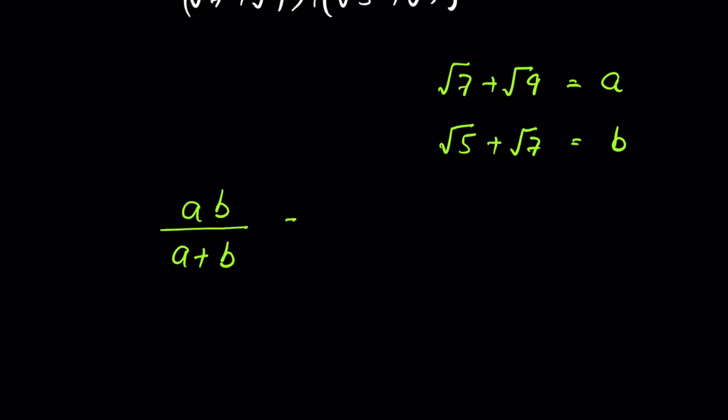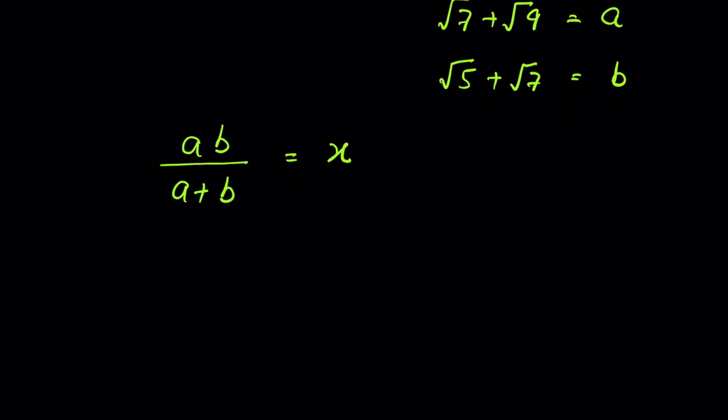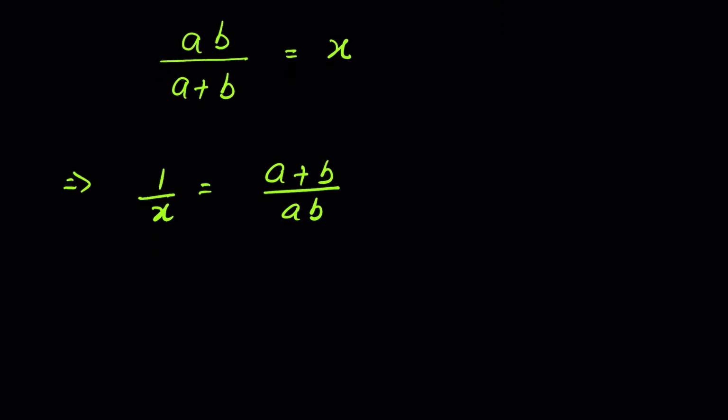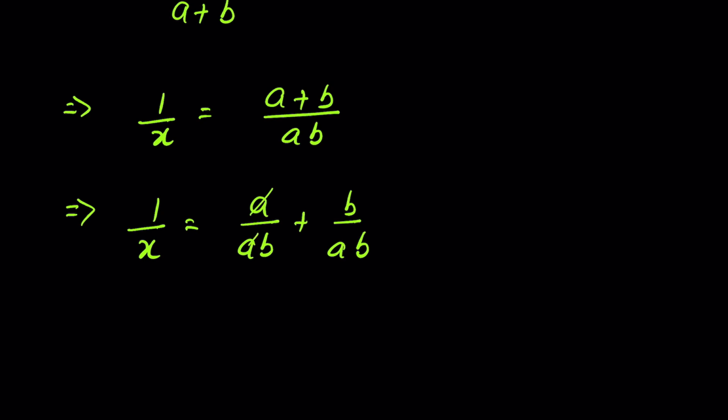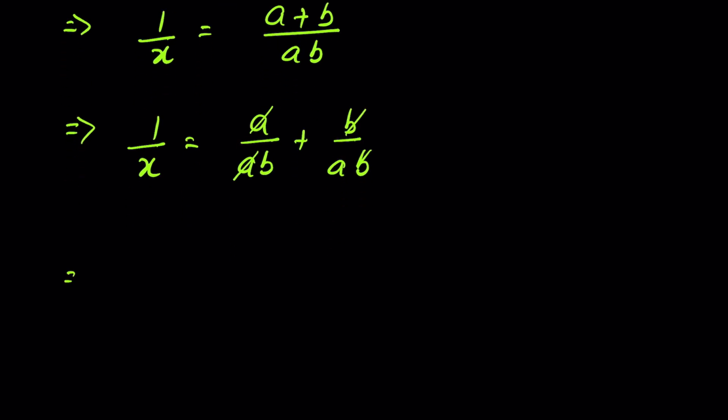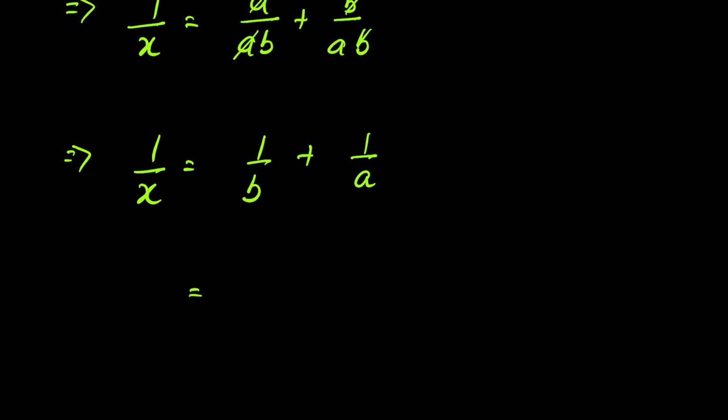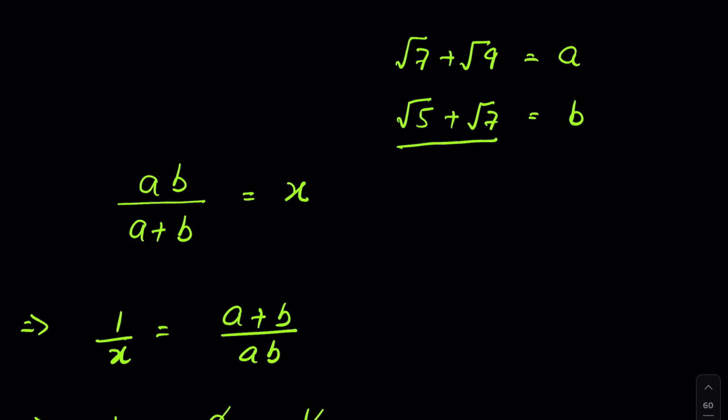Now let's say this is equal to x, or we can write 1 upon x is equal to a plus b upon ab. So ab is the common denominator, or 1 upon x is equal to a upon ab plus b upon ab. Here if we cancel this a and here b and b, then we have 1 upon x is equal to 1 upon b plus 1 upon a. Now b here is square root of 5 plus square root of 7.